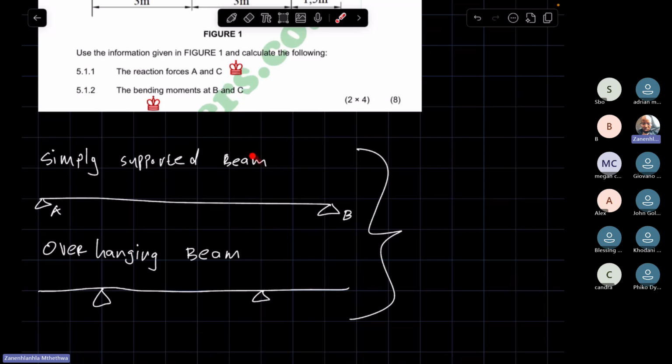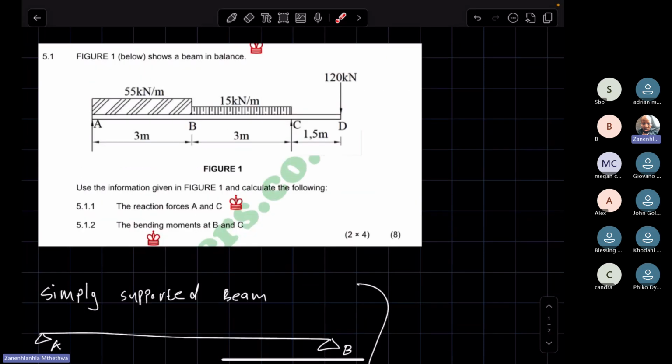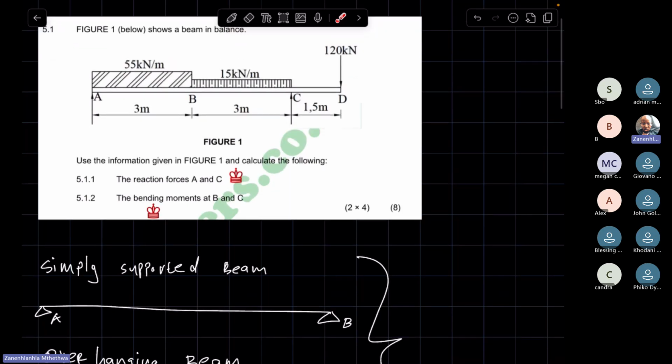For a simply supported as well as overhanging beam, the bending moments at the ends of these beams is always equal to zero. So you are expected, by the time you write your assessments, be it your tests or your exam, to be familiar with that. If you're looking at a simply supported beam or an overhanging beam, the bending moment at the ends of the beam is equal to zero.